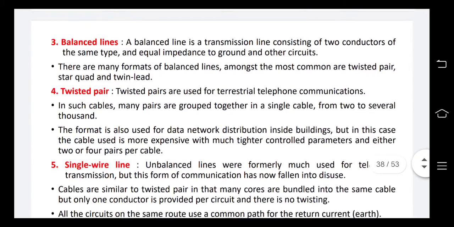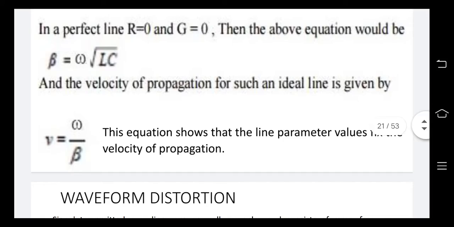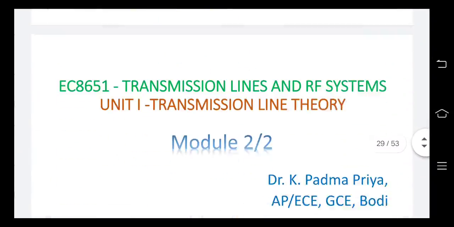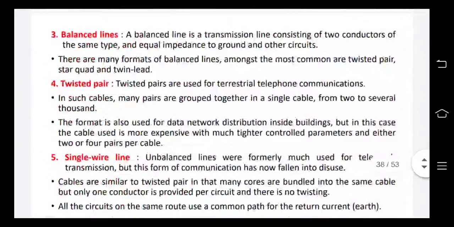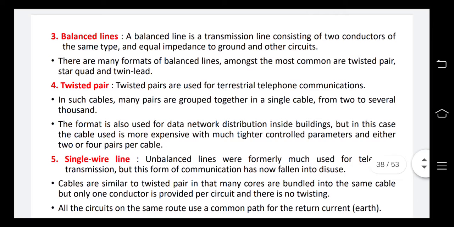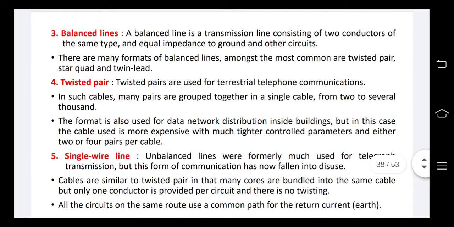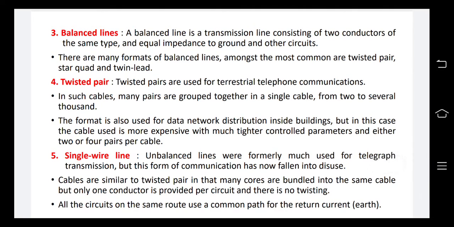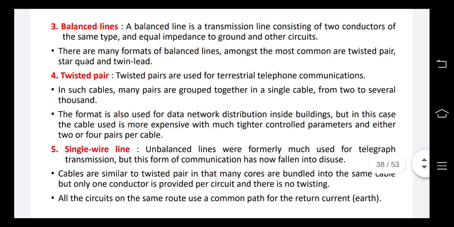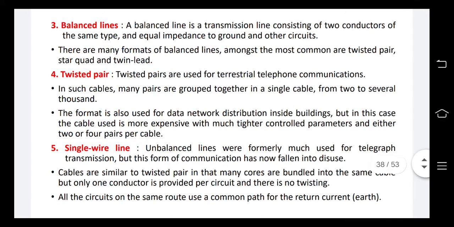Balanced lines. A balanced line is a transmission line consisting of two conductors of the same type and equal impedance to ground and other circuits. There are many formats of balanced lines. Among the common are twisted pair, star quad, and twin lead.